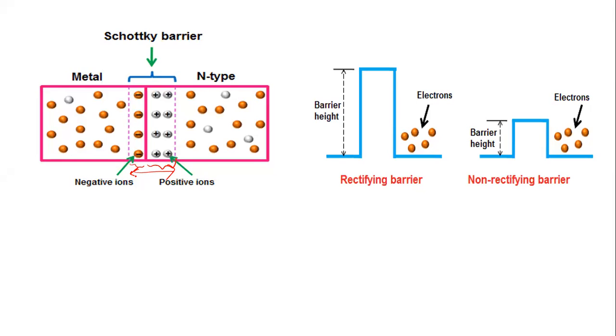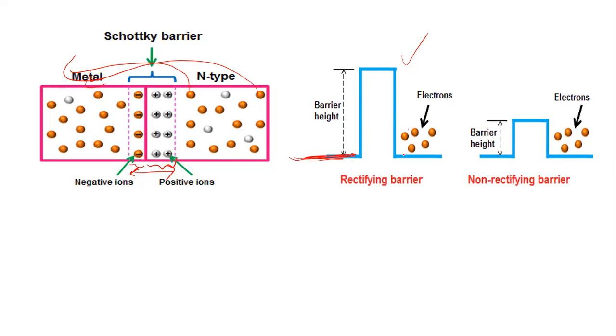Here, in order to have electrical conduction across this metal semiconductor junction, you should be able to transfer the free electrons from the n side to the metal side. Now, if the potential barrier that is developed across this metal and semiconductor junction, if the barrier height is very large, then the electrons cannot easily overcome it.